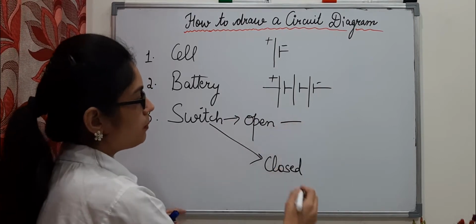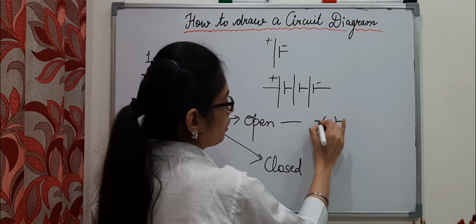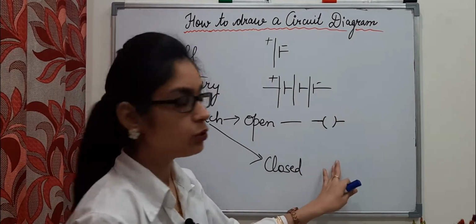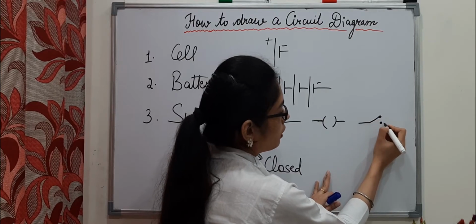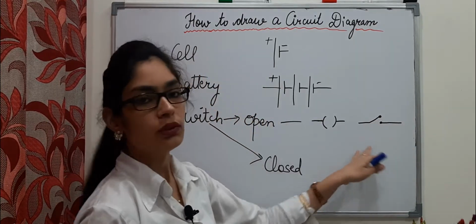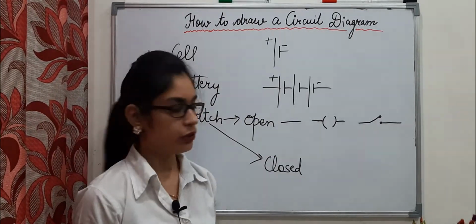So open, it is represented as this. So this is the symbol used for switch. You can use another symbol also, we have this one. So these are the two symbols used to represent the open switch.